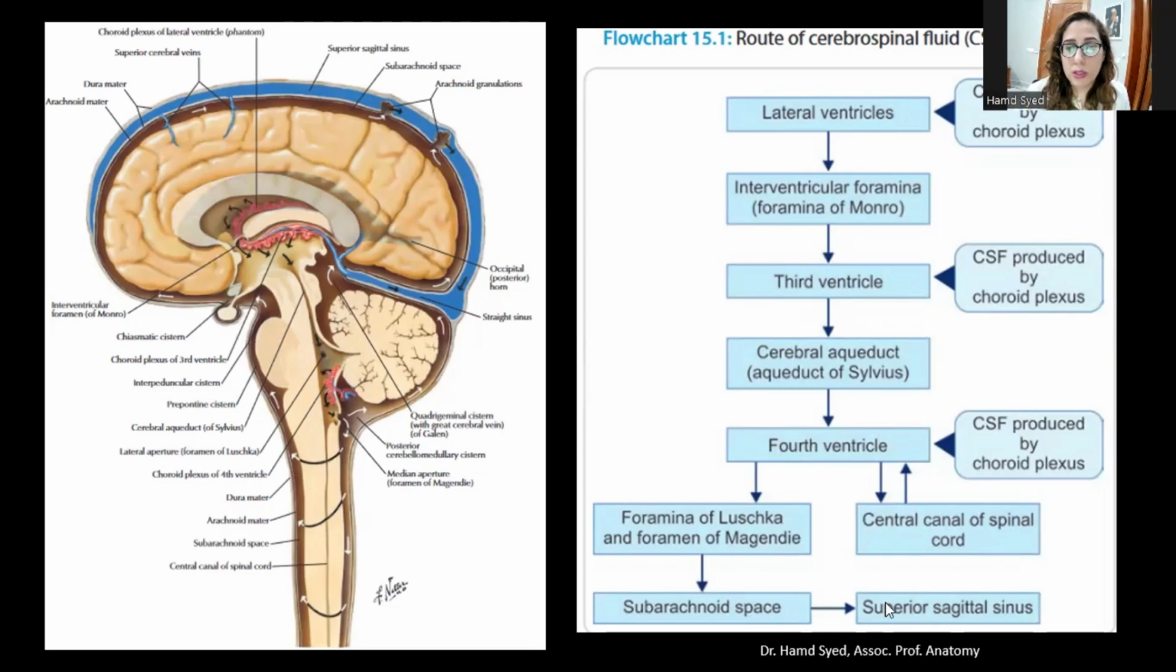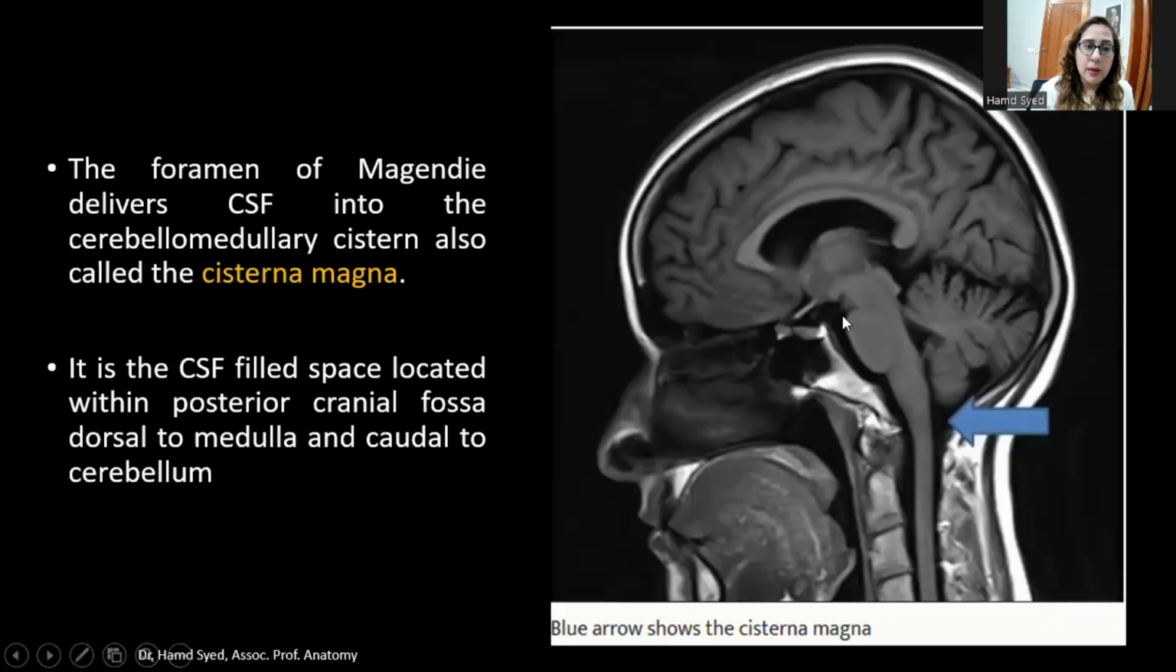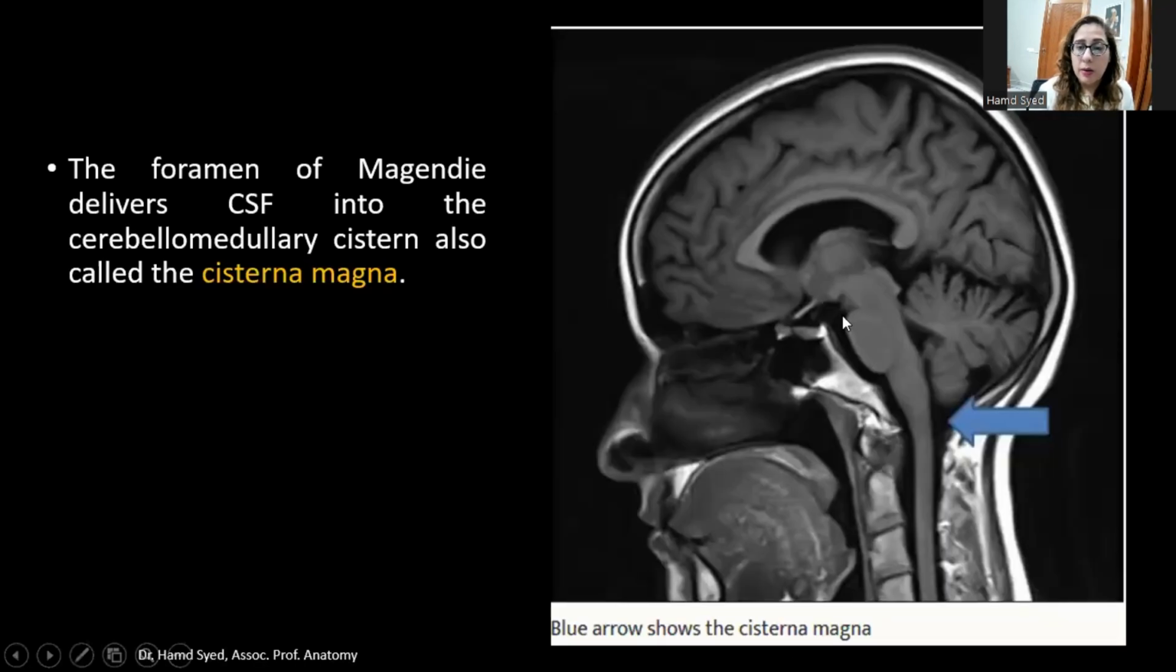And as I showed you, from the subarachnoid space, it is drained into the dural venous sinuses, particularly the superior sagittal sinus, which is the most prominent one present in the median plane. Okay, so now we are going to go ahead and we shall see an MRI to locate these foramina which were present in the fourth ventricle.